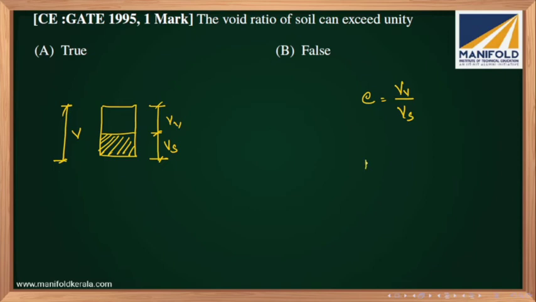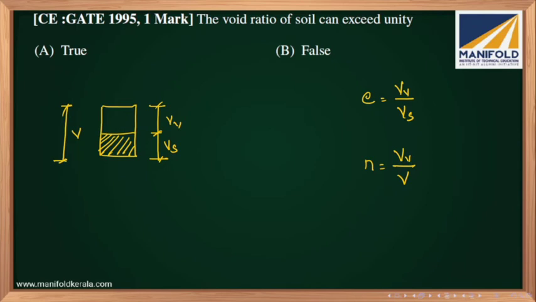Porosity, on the other hand, is the volume of voids to the total volume. Here you can see the numerator is a subset of the denominator. So in this case, the n value cannot be more than 1.